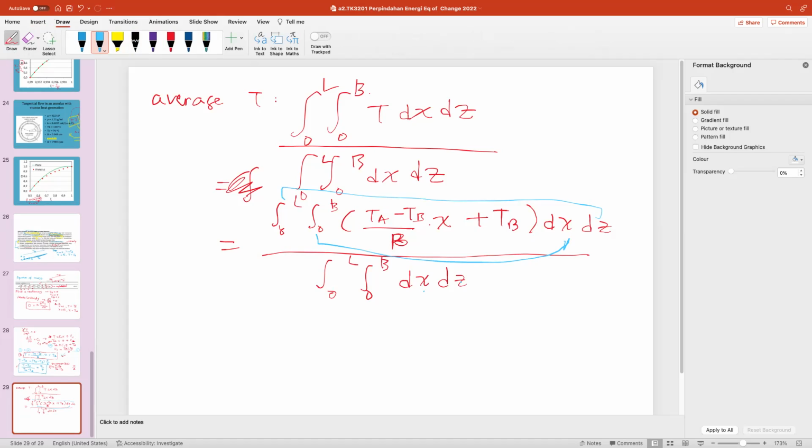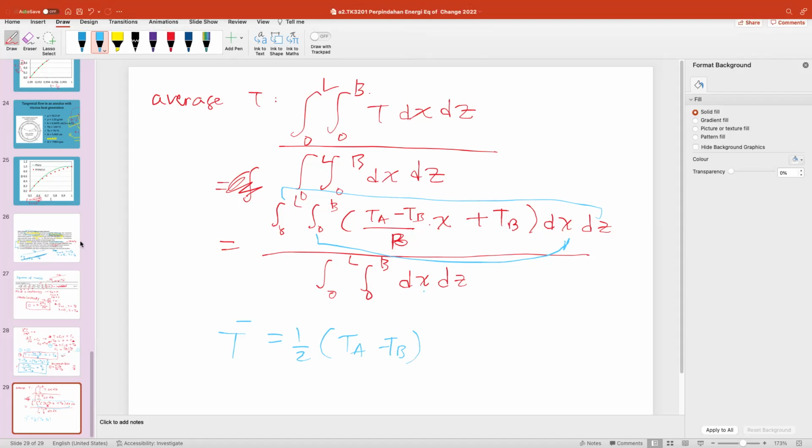Okay, try it. The result I tried before, the average would be half of TA minus TB, I think. This is what I tried before, so maybe you can try it.